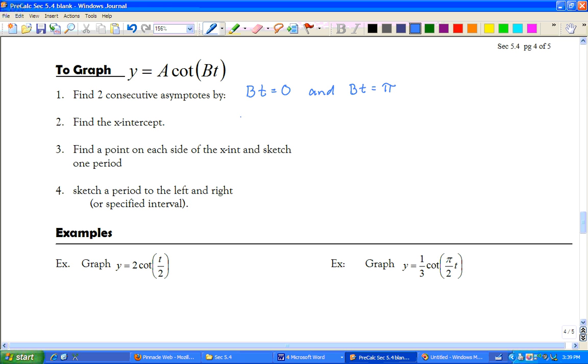Again, finding our x-intercept, that's a midpoint between our asymptotes. So midpoint of asymptotes. Find a point on each side of the x-intercept and sketch one period. This time we're going to go down A on the right of the midpoint. And we're going to go up A on the left of the midpoint.